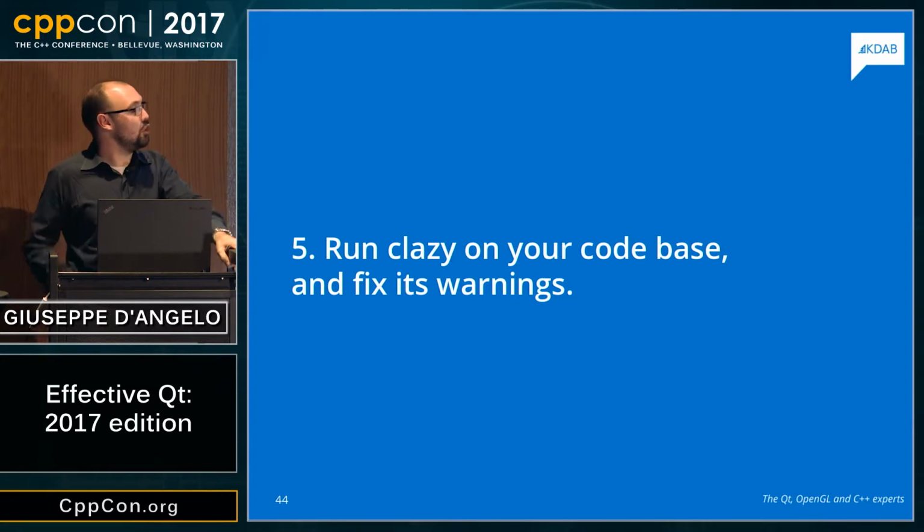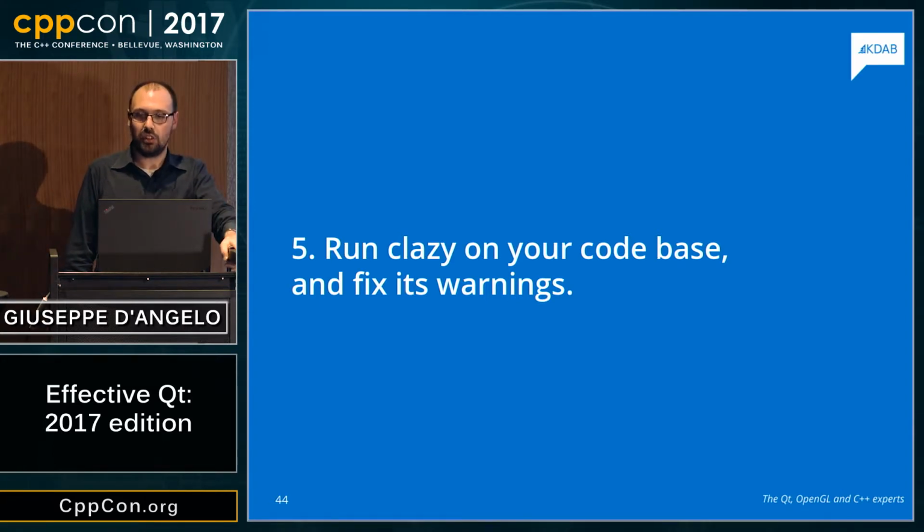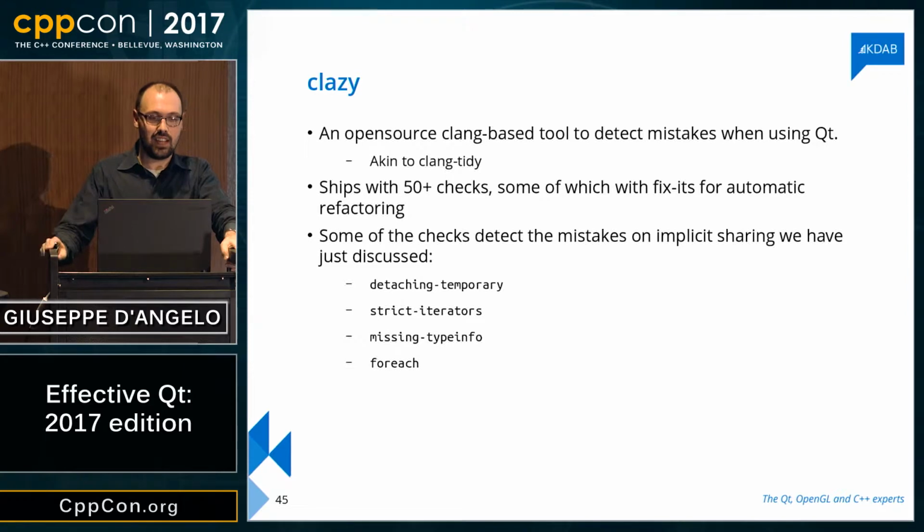Run Clazy on your code base and fix its warnings. So what is Clazy? Clazy is open source Clang-based tooling that will detect all the mistakes that I've just shown to you. It's open source, just go on GitHub, download it. It's pretty much like clang-tidy. How many of you have heard of clang-tidy or used it even? Yeah? So it's a linter.